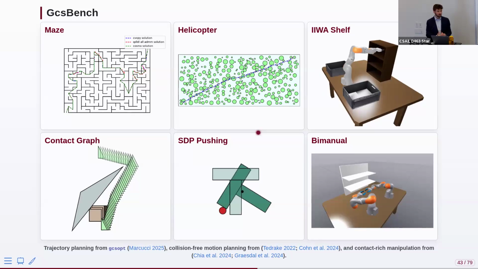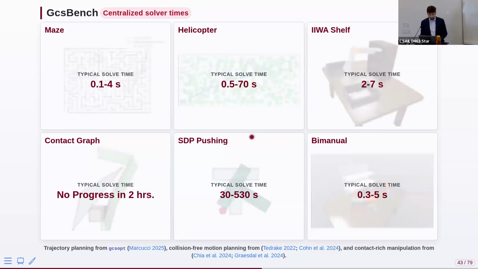Graph convex sets has been used in several papers, but the way that we collected them is kind of scattered. So the first thing we contribute in this part of the thesis is a benchmark and a unified framework that you can interface with and try your solvers on. And when you solve these problems, you'll see that some of the solve times are actually pretty good.